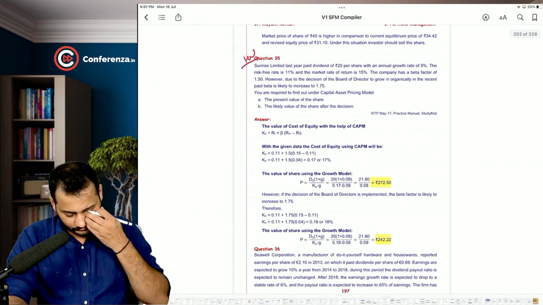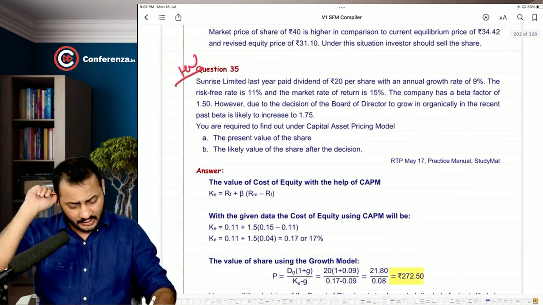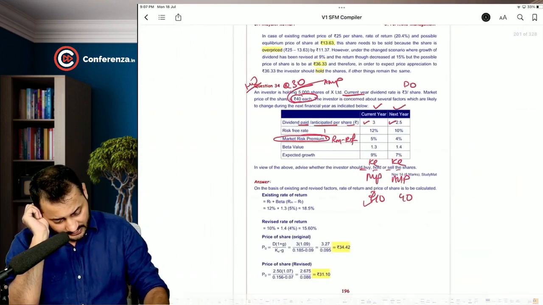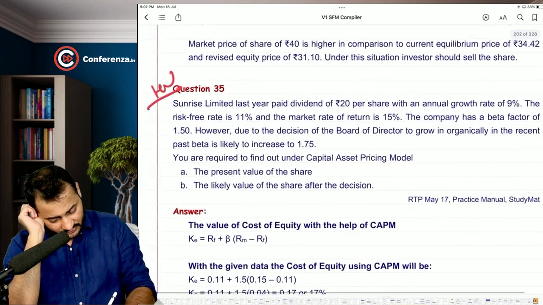Question 34. Why did I discuss 34? I told you that it is homework. Okay, that's my mistake. This is not exactly like question number 30. This one is like question number 30.